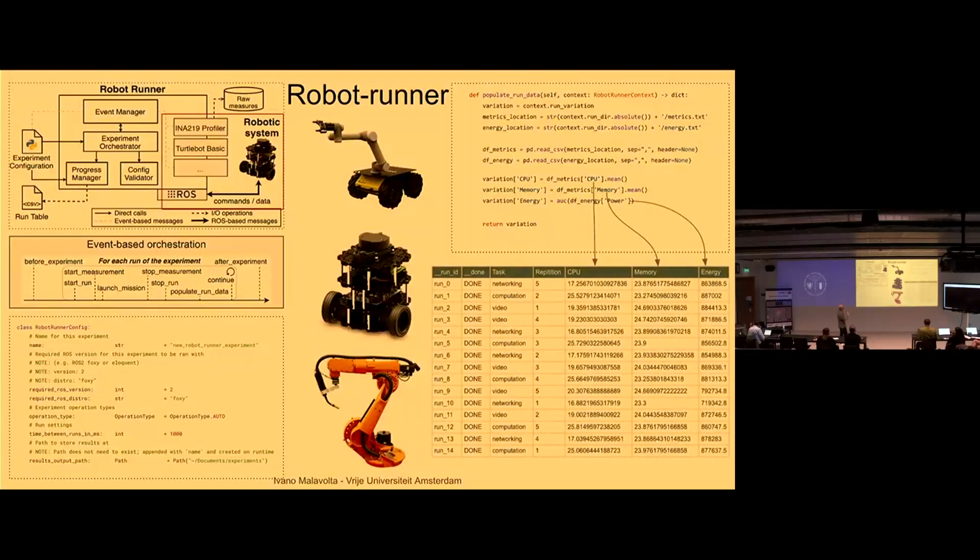And this is one example of the run table. Here we have, for example, 14 runs of the experiment. We see that the status is done for all the runs. In the first run, we have a task that is called networking. So don't look at the specifics, the specific meaning of these elements, just get the idea. The second one is computation, video, networking. So you can see this as some kind of treatments of the factors of your experiment. This is repetition, sorry for the typo here.